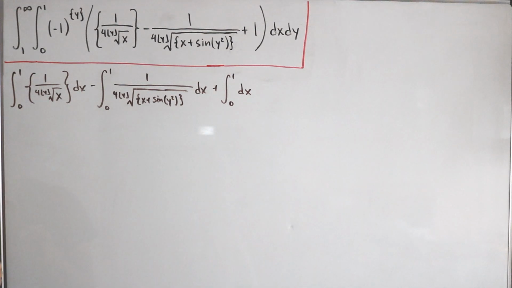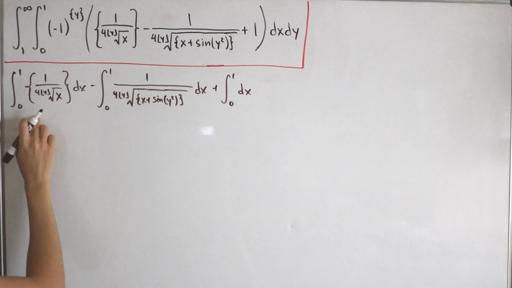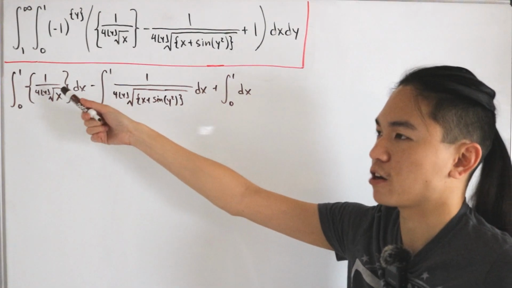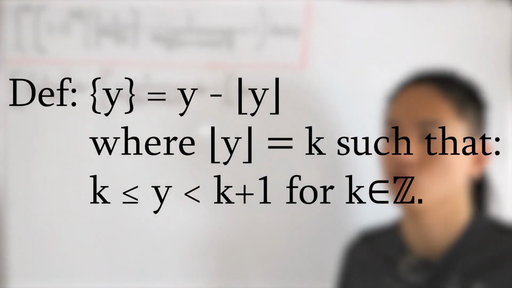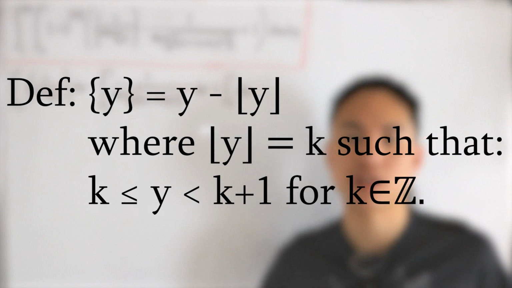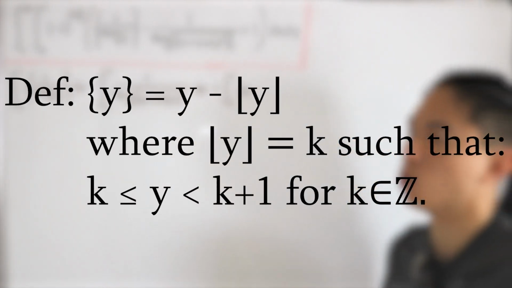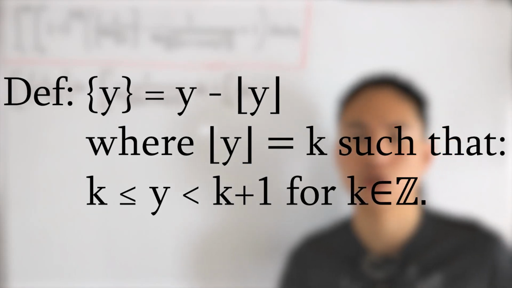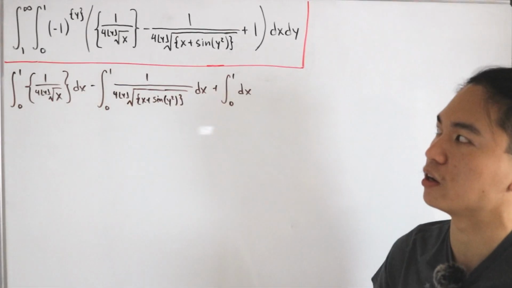So let's take things one step at a time, and first focus on evaluating this integral. To recap, the fractional part of y, by definition, is equal to y minus the floor of y, where the floor of y is equal to k, such that k is less than or equal to y, which is strictly less than k plus 1, where k is an integer. We'll be utilizing this definition to do a little bit of substitution from here on.